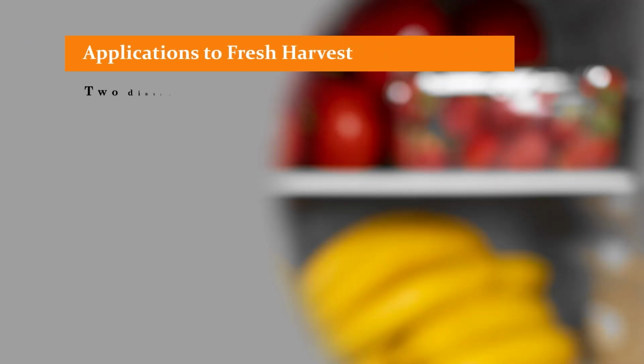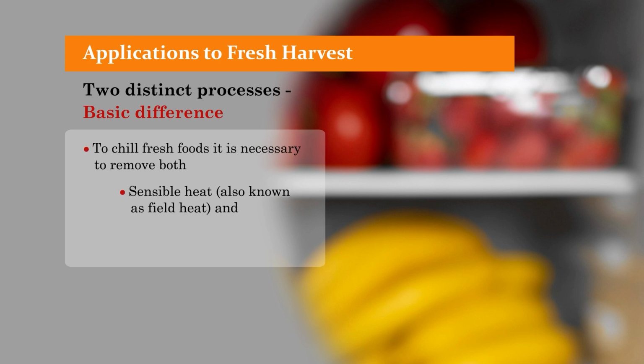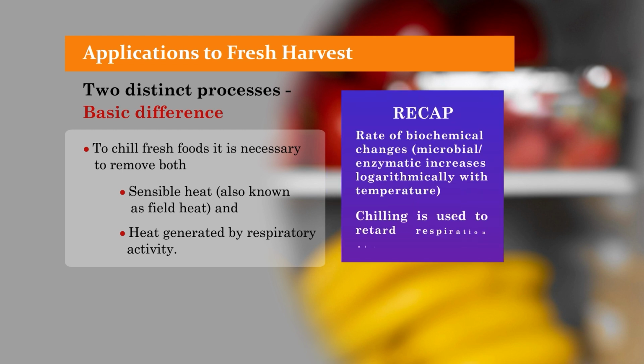Particularly if we look at chilling and freezing, first starting with chilling, the first application which comes to mind is cold storage. That is applied to the fresh harvest. So in chilling fresh foods, or storing fresh foods at low temperature, what we need is to remove the sensible heat. That is also called field heat.